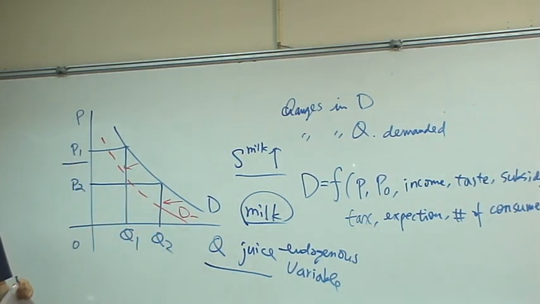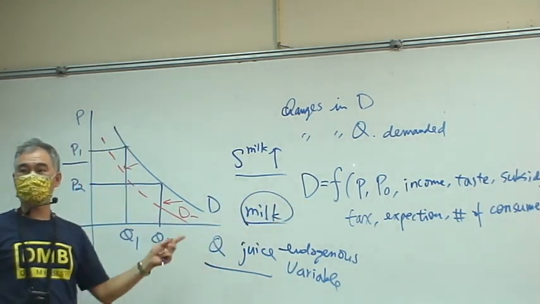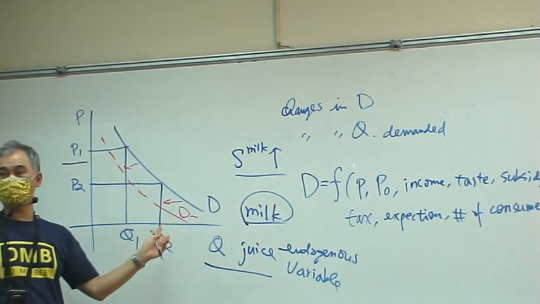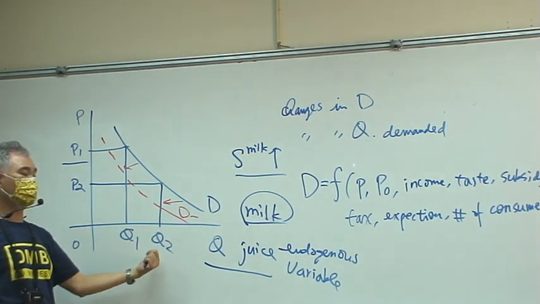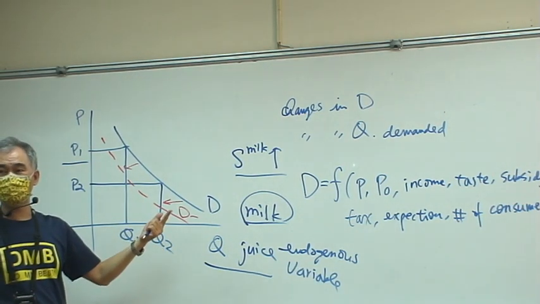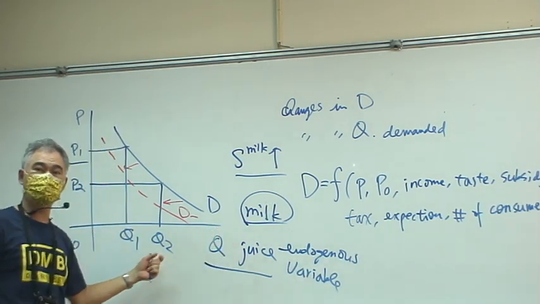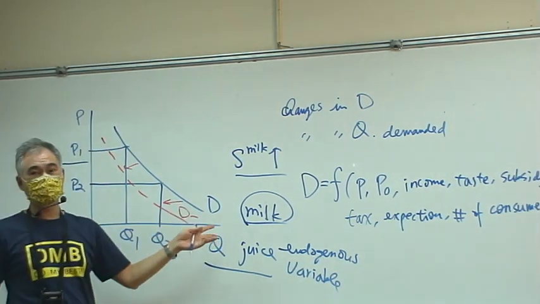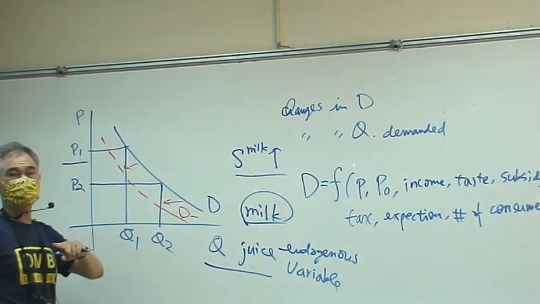So demand decreases because milk and juice are two different things. They are two different markets. The market there is for milk and the market here is for juice. And so here you have changes in an exogenous variable that's outside the model, right? Outside the model of juice. So because of that, it is changes in demand, not changes in quantity demanded.